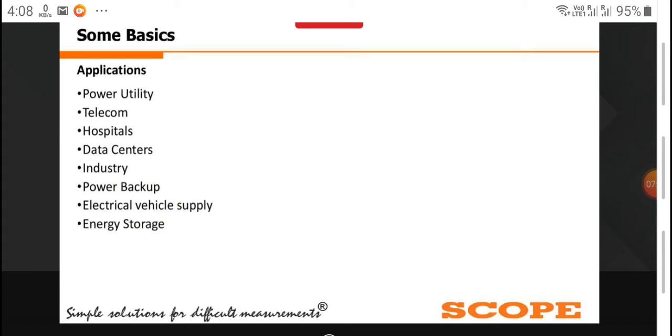The applications of batteries are everywhere, starting from the power utility to telecom, hospitals, data centers, industries, power backups, and also electrical vehicle supplies and energy storage. Everywhere we can see the application of the battery.